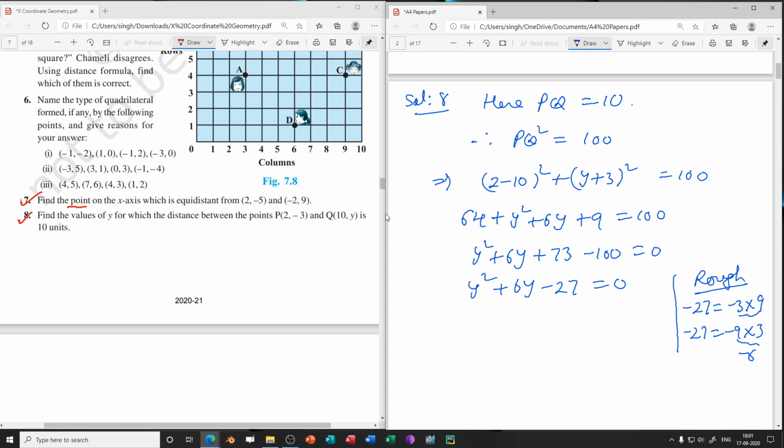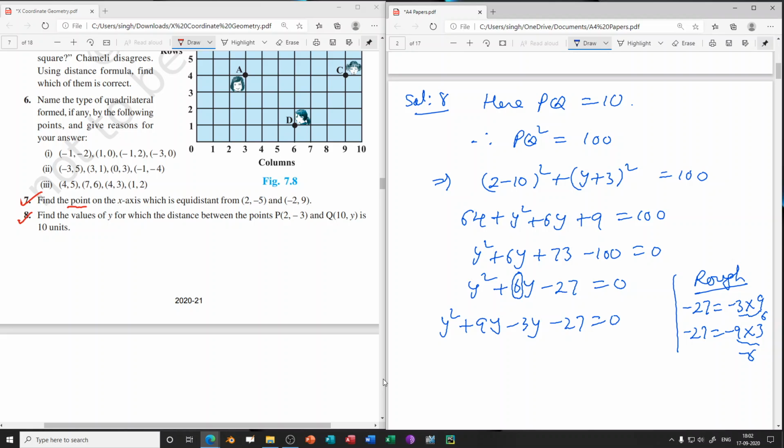What is the sum of these two? 6. What is the middle term here? The coefficient is 6. So we'll split 6y as minus 3y plus 9y and not as minus 9y plus 3y. It will be wrong. So that is what we'll write here. y square plus 9y minus 3y minus 27 equal to 0. It doesn't matter, we can write y square minus 3y plus 9y also, because that has the same meaning.